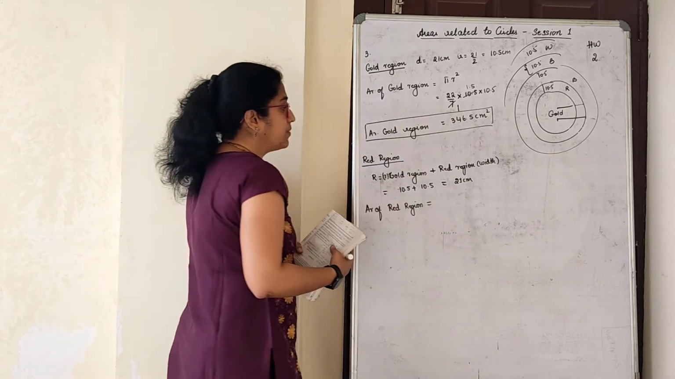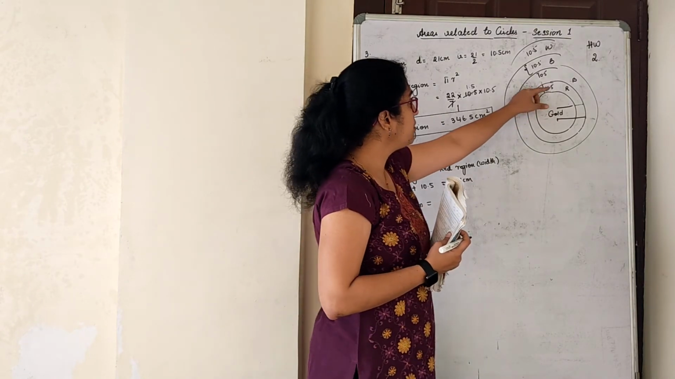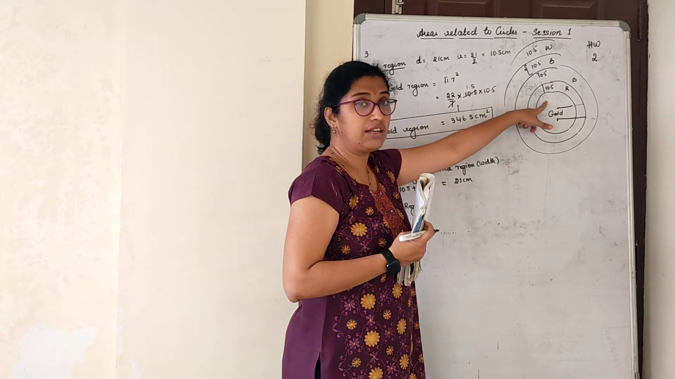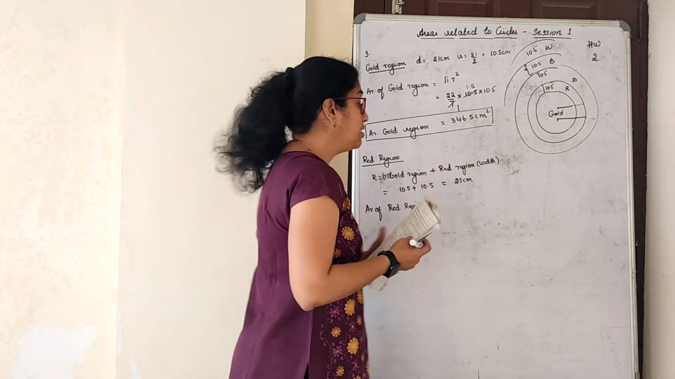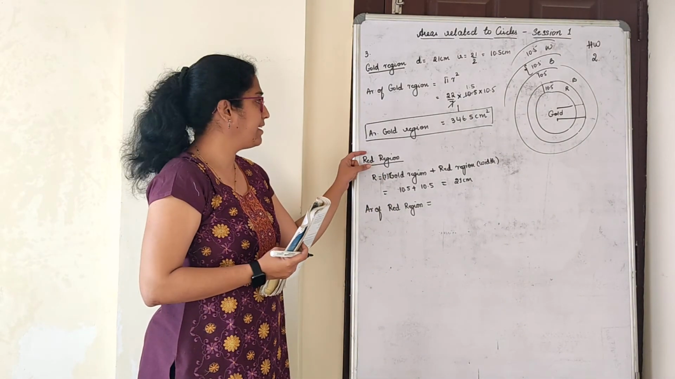Now pi r square. If I write pi r square, that will be only this, children. Already this area I have found out. I have to only find the area of this particular part. So how do you write? If you understand for the red region, only one understanding is required here.